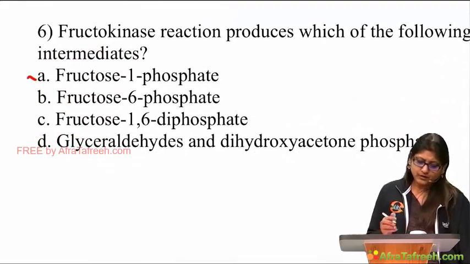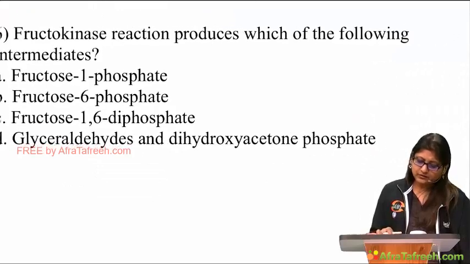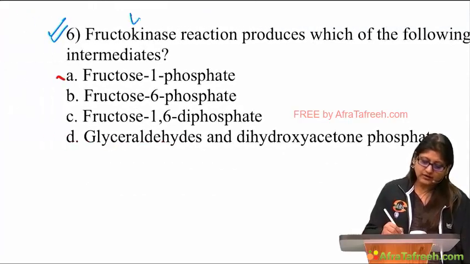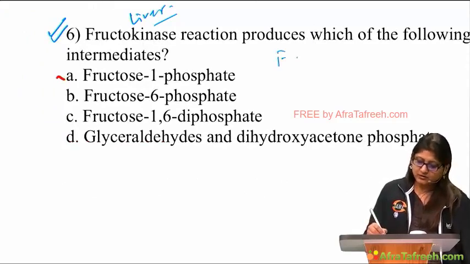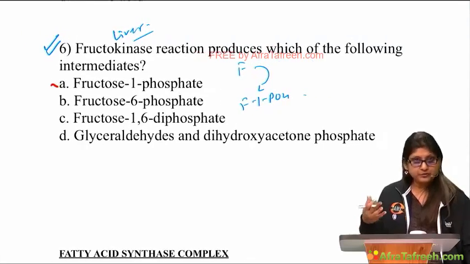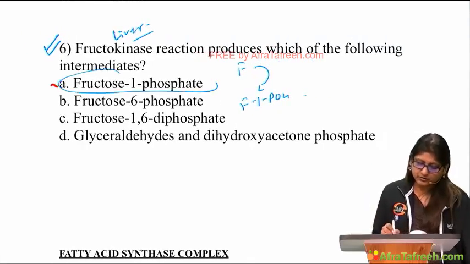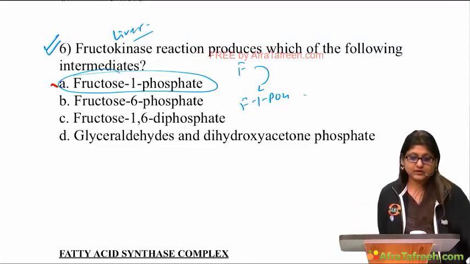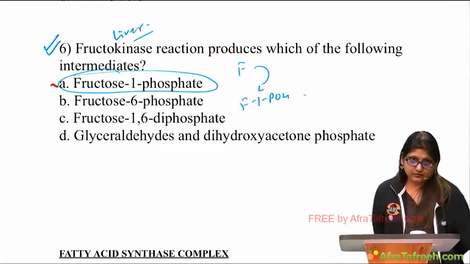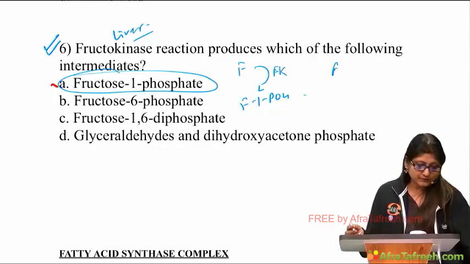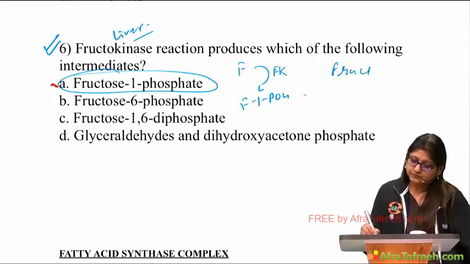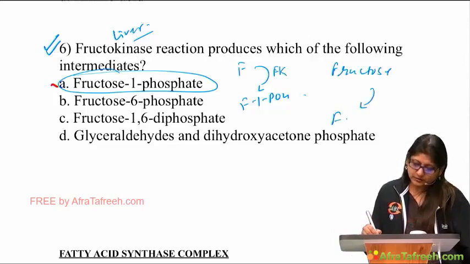Very good. Coming to sixth question, fructokinase reaction. Fructokinase is found in liver, the first enzyme for fructose metabolism, converts fructose to fructose 1-phosphate. So what is the question? It is going to produce what? It's going to produce fructose 1-phosphate. Never say it is going to produce 6-phosphate. That is by hexokinase action. So fructose by fructokinase is converted to fructose 1-phosphate, and fructose to fructose 6-phosphate by hexokinase enzyme.